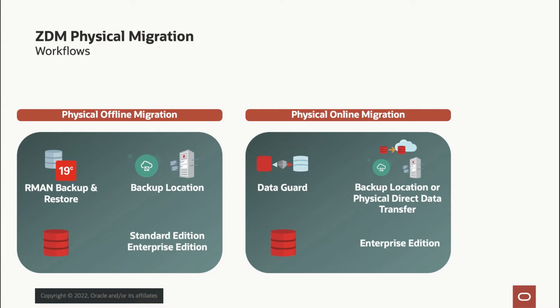Whereas with physical online migration, you have different ways of working. First of all, yes, it will also leverage RMAN, or the recovery manager, but also it will leverage DataGuard to provide a full synchronization of the source database and the target database. Now, ZDM can either transfer backup files to a backup location, the same as it would do with the physical offline workflow, or you can use a direct data transfer as mentioned before. So that's also that difference. Now, it's important to understand that the online migration for physical is only available for Enterprise Edition databases.